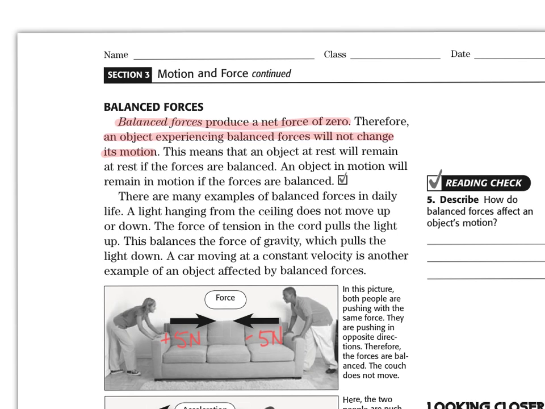It gives you an example here. There are many examples of balanced forces in daily life. A light hanging from the ceiling. It doesn't move up or down. It stays exactly where it is. Is its motion changing? Nope. So therefore, it's balanced.